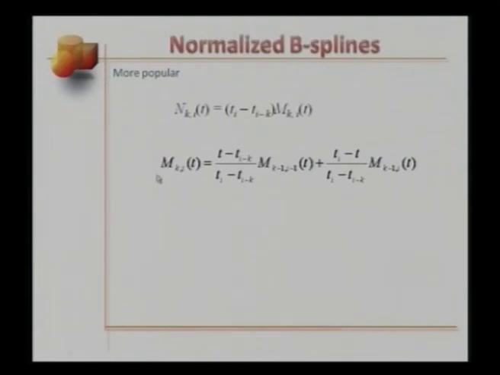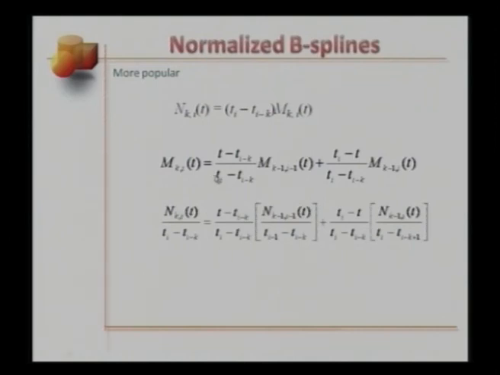Now, we have seen this recursion relation before in terms of m's. Order k minus 1, order k minus 1. The last knot t_i, the last knot t_(i-1), the last knot t_i. You have also seen a little technique to remember this expression. Using this definition here, I can substitute for m_ki, m_(k-1),(i-1), and m_(k-1),i.